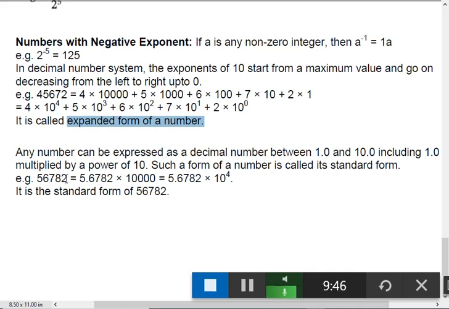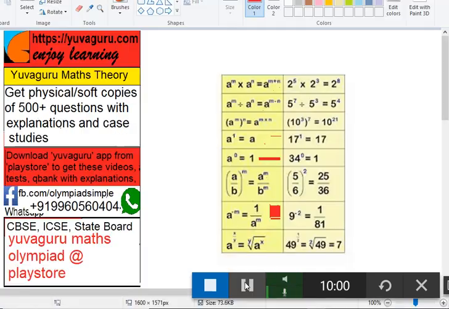56,782. Standard form is: count the digits, 1 less than that, and 10 raised to that number, which means 4. Total digits 5. So 10 raised to 4 and 5.6782 is the standard form. You'll understand all these better when you solve the problems.